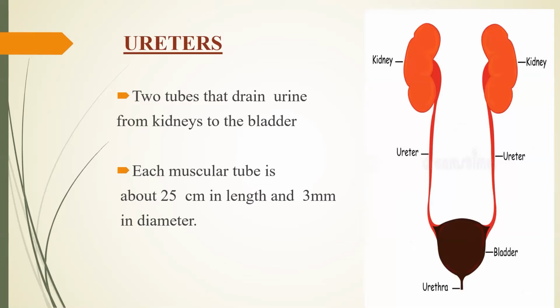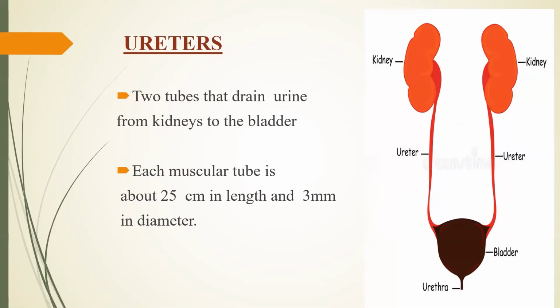Ureters. Ureters are hollow tubes. There are two ureters. You can see in the figure these red colored ones, they are the ureters. The ureters are tubes made of smooth muscle fibers that propel urine from the kidneys to the urinary bladder. Their length and diameter is given here. It is 25 centimeters in length and 3 millimeters in diameter.